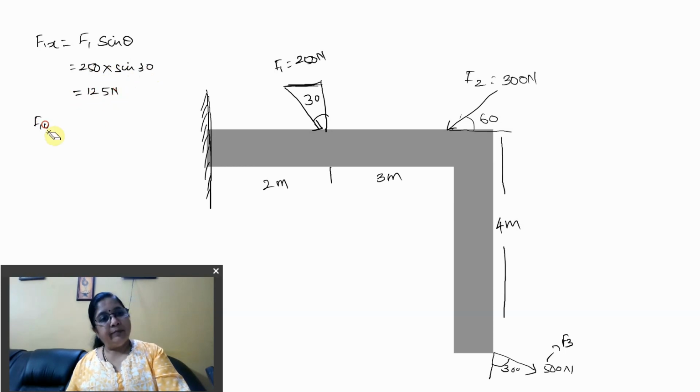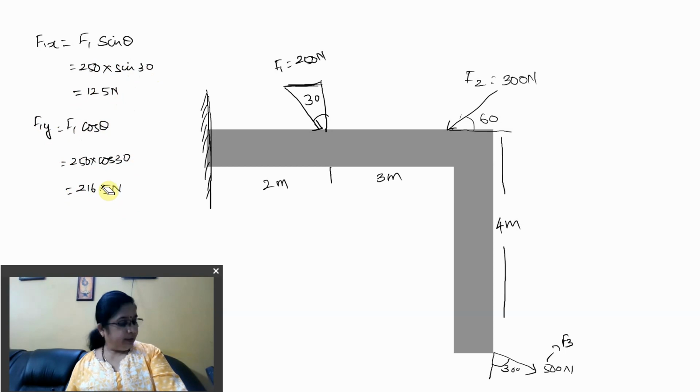What is F1y? F1y is F1 cos theta, which again is 250 into cos 30, and that gives me 216.5 Newton. I think I'm right. Yeah. Now you'll have to calculate F2y.